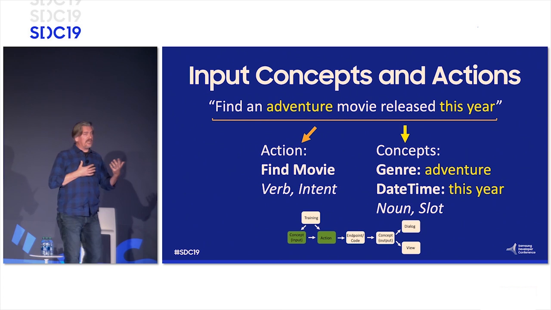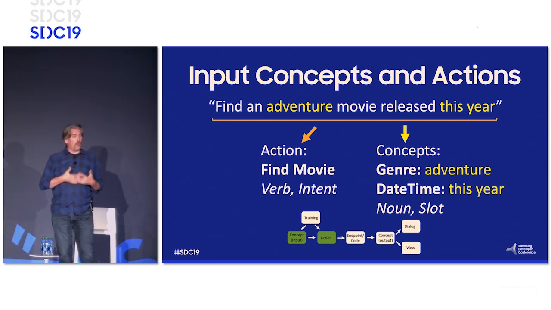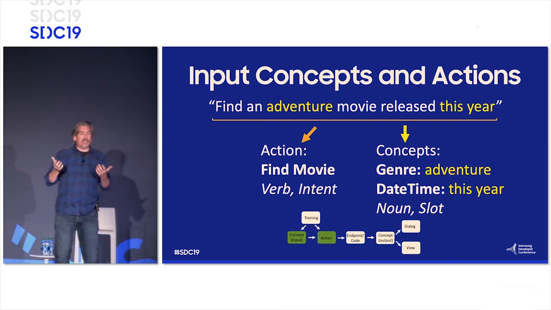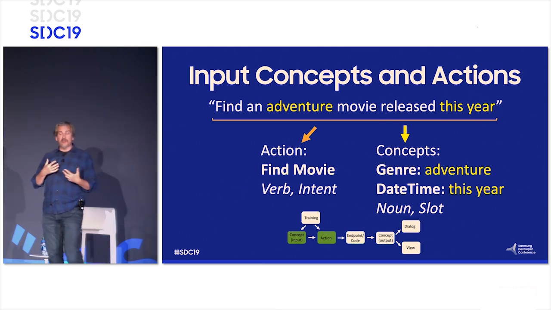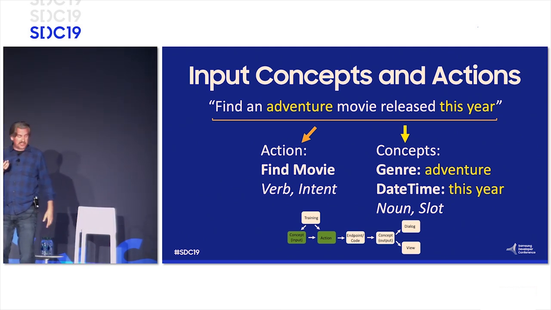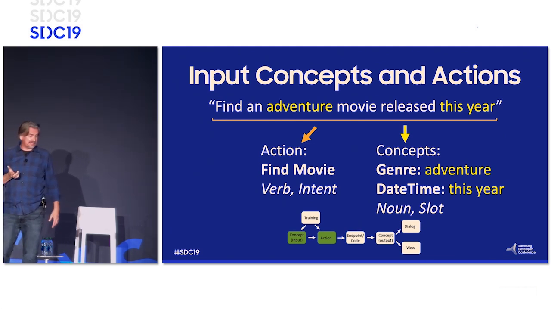And then I need to find there's a couple values in there that I need to extract out of that utterance. So one, adventure, that was a genre. And then this year, and if you think that is a date time, what we call a date time expression, but really it's a date range. So this year is a date range. And you can think of those concepts as what we call them in Bixby, but you can also think of those as a noun, and some other platforms call those a slot.